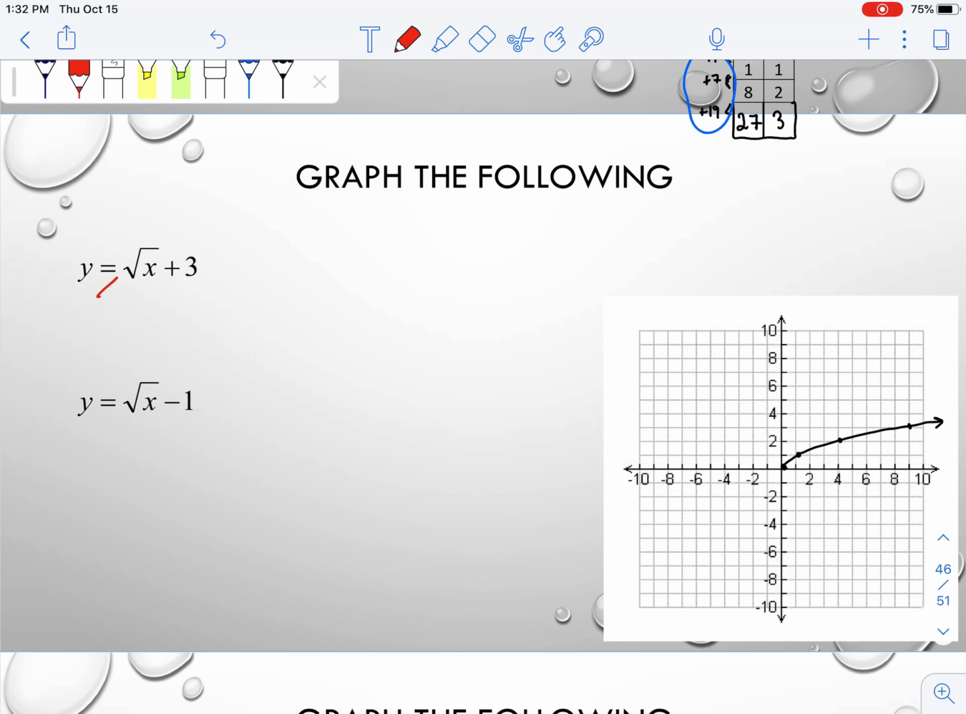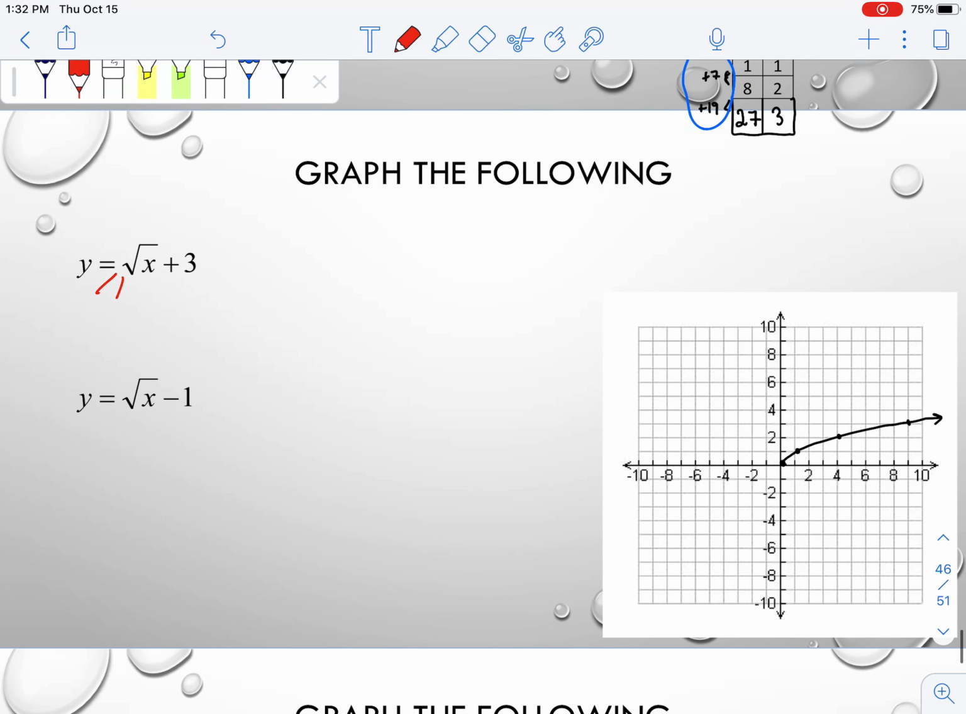So we look at this. Our A value is positive, so we know that's going to open up. We'll have the top half of that graph. It is 1, therefore there is no vertical stretch or compression. It just remains the parent. Here, there's no horizontal shift, and the plus 3 means we're going up 3. So our locator point, our starting point, is going to be 0, 3.